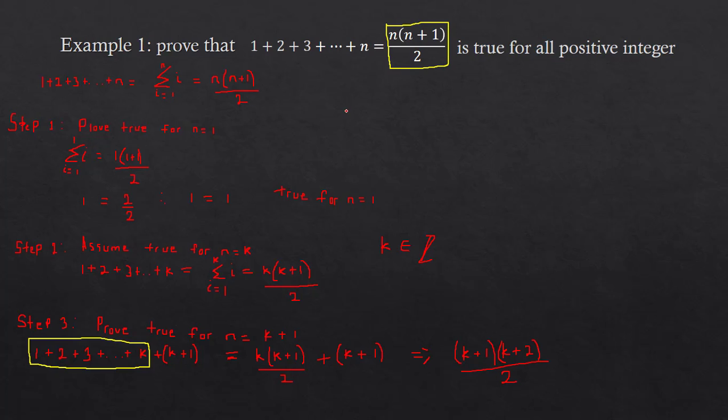And if we notice that our n times n plus 1 over 2, if we had substituted k plus 1 for our n, we would have ended up with our proof, which is just our k plus 1 times k plus 2 over 2.